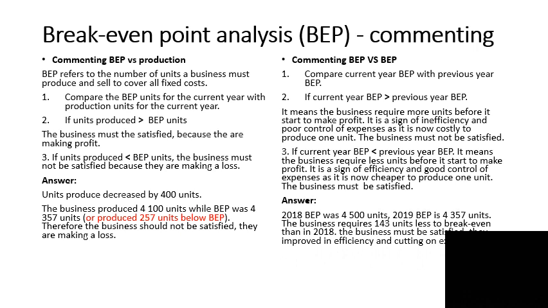Let us see how we can comment from our previous question. In 2018, break-even point was 4,500 units. In 2019, break-even point is 4,357 units. The business requires now 143 units less to break even than in 2018. The business must be satisfied. They improved in efficiency and on cutting expenses.